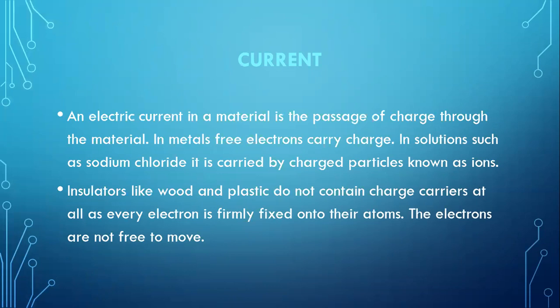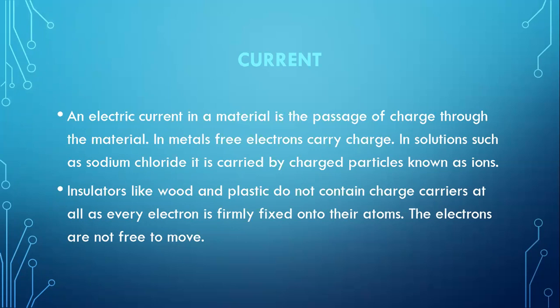Electric current in a material is simply the passage of charge through the material. For example, in metals, free electrons carry charge. Now, this carrying of charge is what we call the flow of electric current. But in solutions such as sodium chloride, it is carried by charged particles that are known as ions.